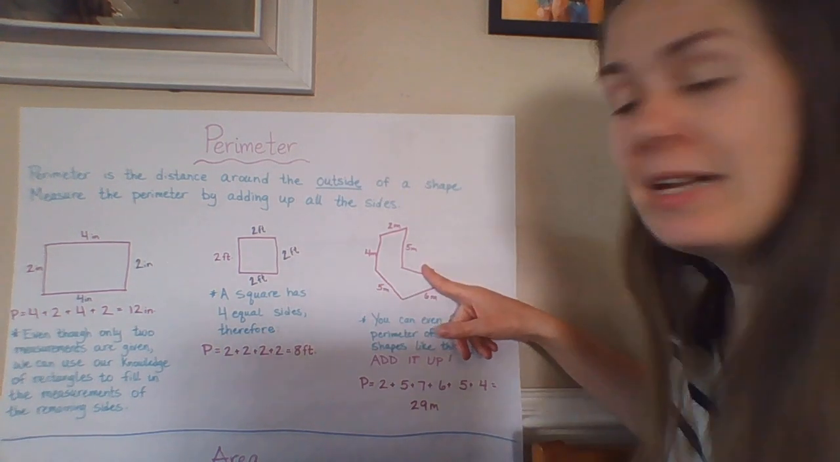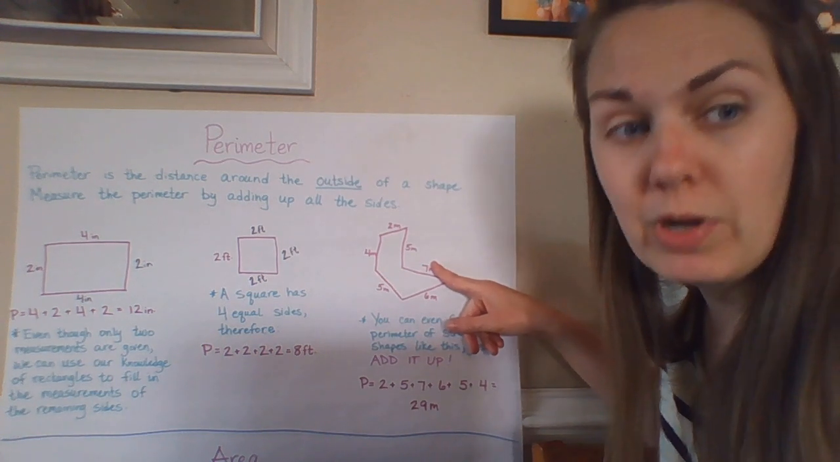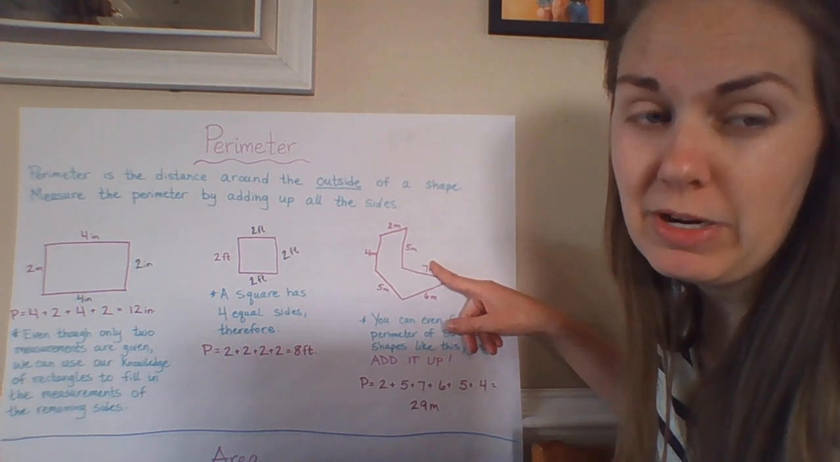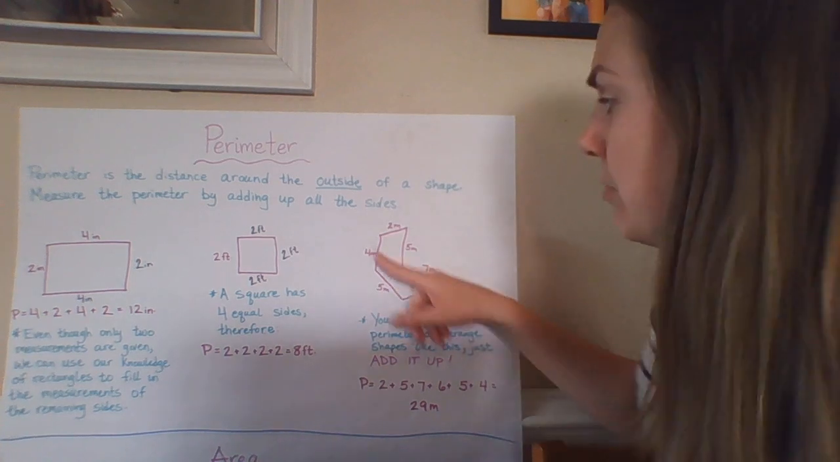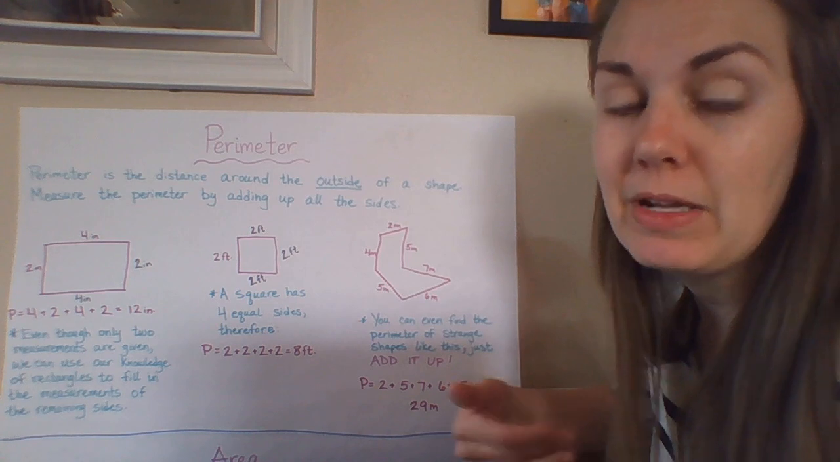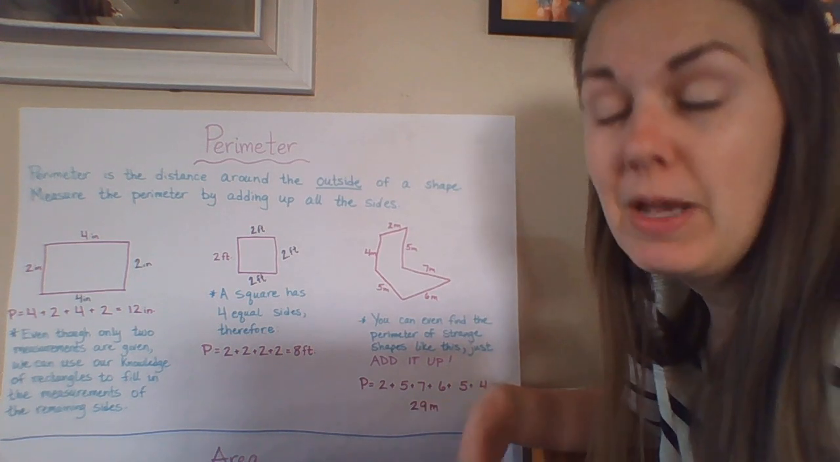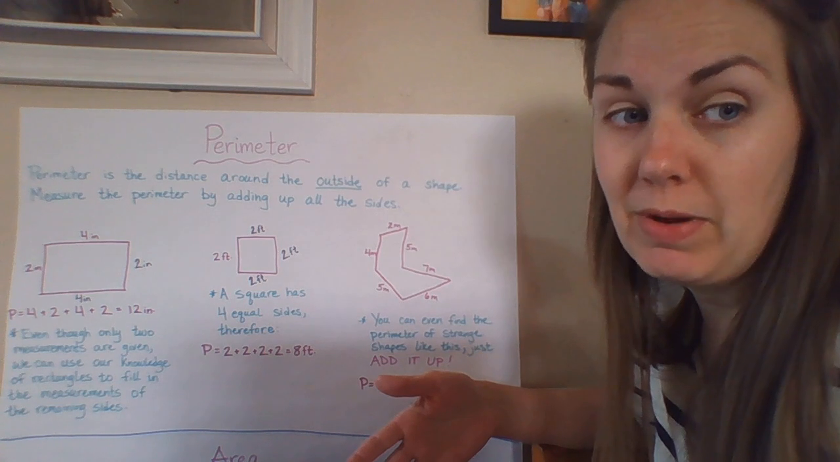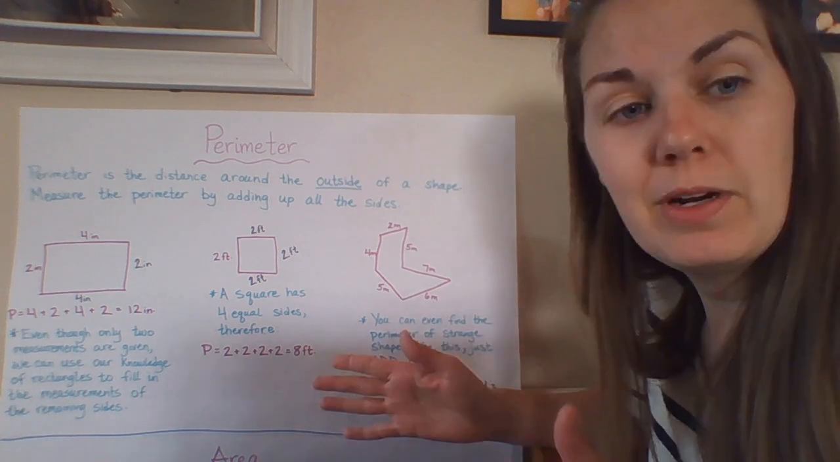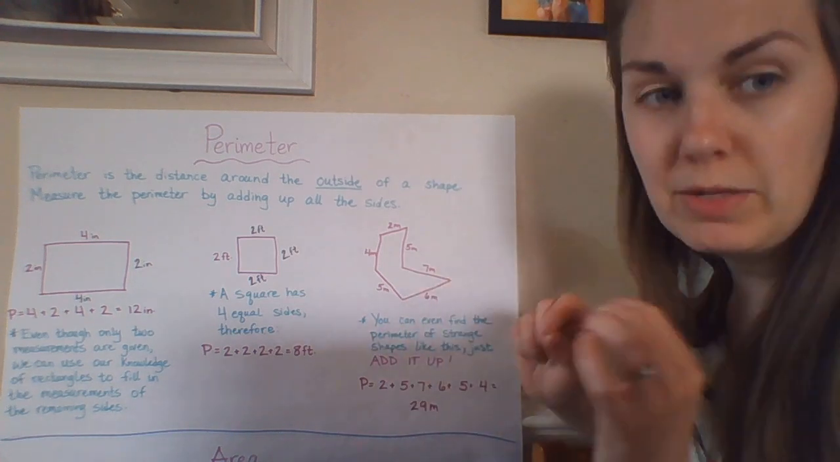Now, if this one had any lengths that weren't given, it would make it really tricky to find the perimeter of it because we don't have the same rules that we can fall back on. But with the ones that we definitely know the rules for that shape, we can find the missing perimeter sides. So perimeter, space around, add it up. Okay. We're going to move on to area.